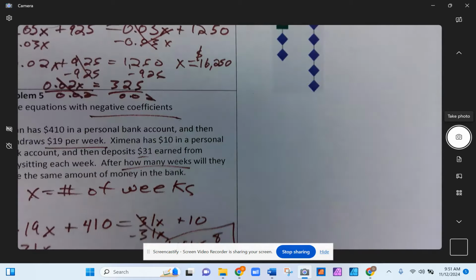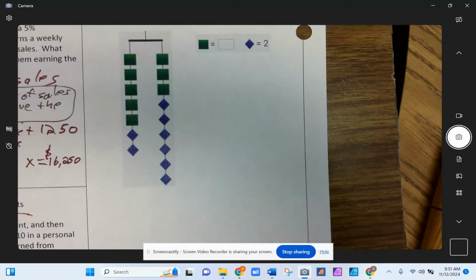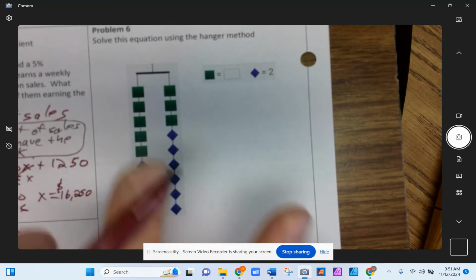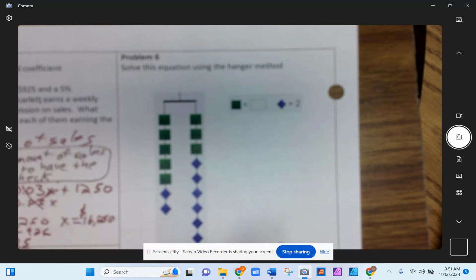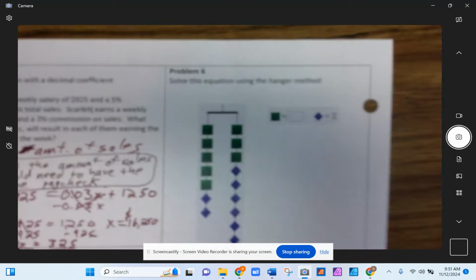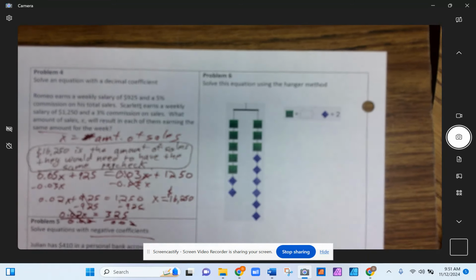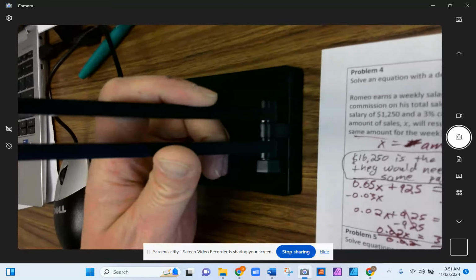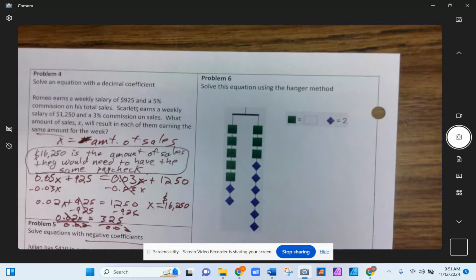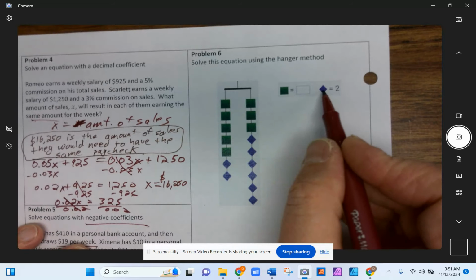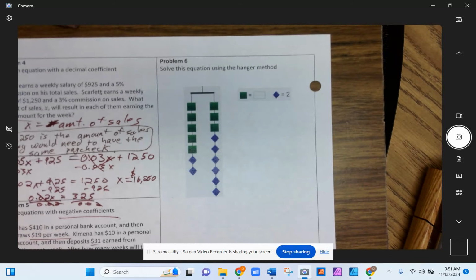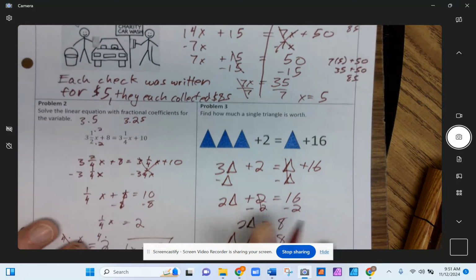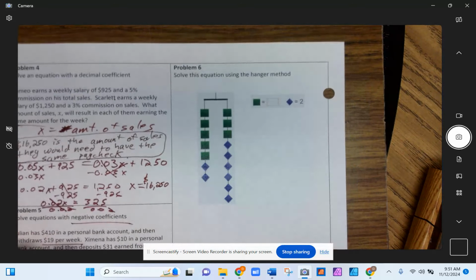Okay. A different way to do this is called the hanger method, right? And the idea is that you balance the hanger so it doesn't tilt to one side. So think about a clothes hanger with things hanging from it. All right, so we know that the purple diamond is worth 2. This is a similar concept to using the shapes, the triangles. It's just a different way to visualize this.